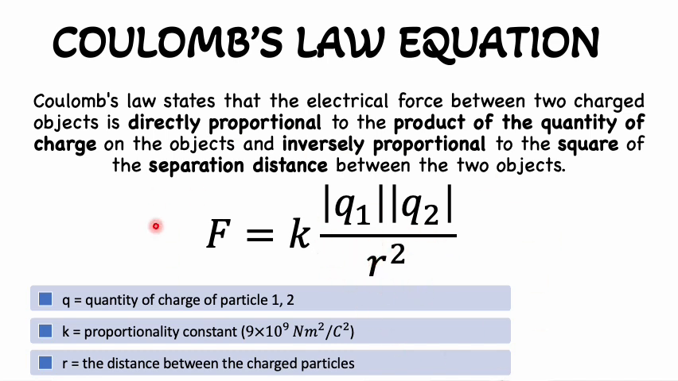In other words, when we use the Coulomb's law equation, we try to look for the magnitude of the electrostatic force between two charged objects, and when we use this equation, we only substitute the charge magnitudes for Q1 and Q2. So we do not use the algebraic signs because we are only getting the magnitude of the force.